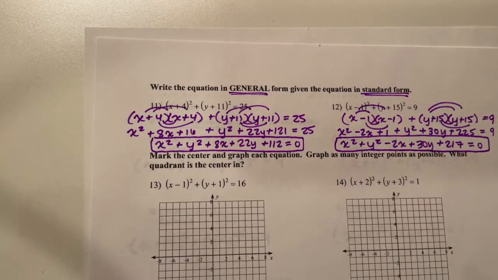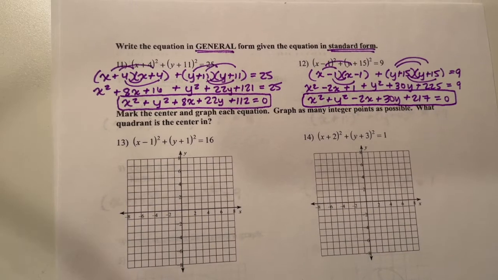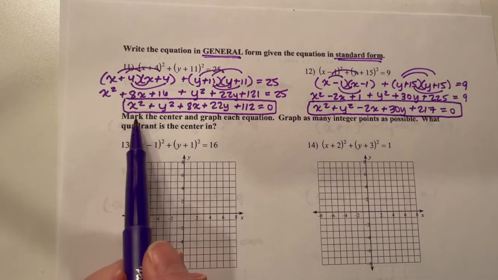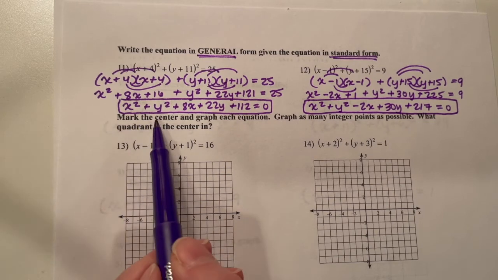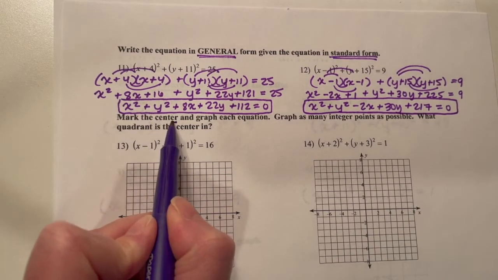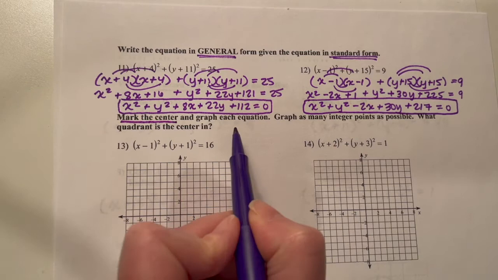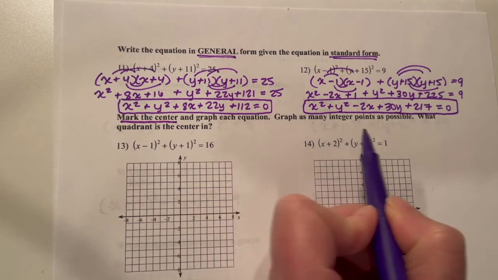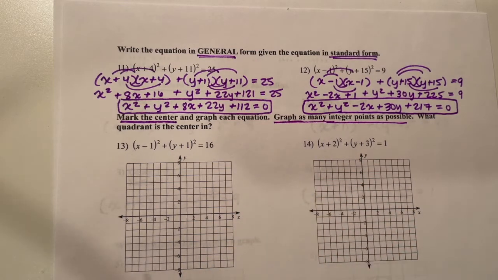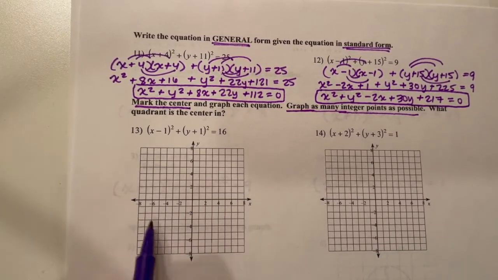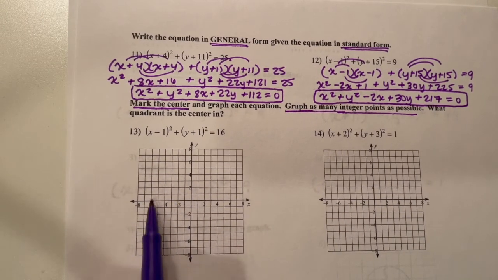So next thing we're going to do is graph some circles. On these, I'm horrible at drawing circles, as you guys know. But what we really care about is we want to mark the center of the circle and then graph as many integer points as possible. By that we just mean on an intersection where the boxes are, right?